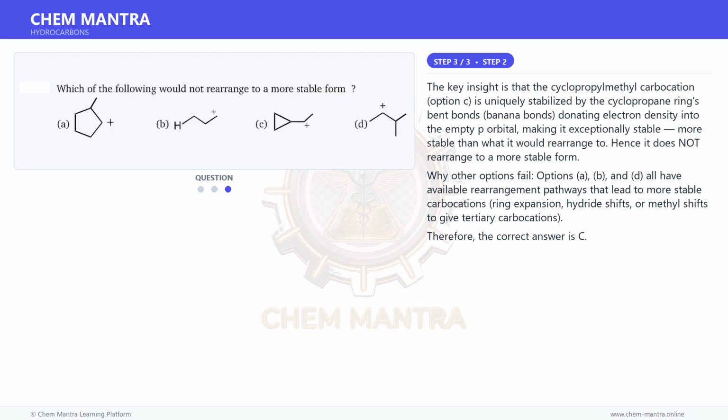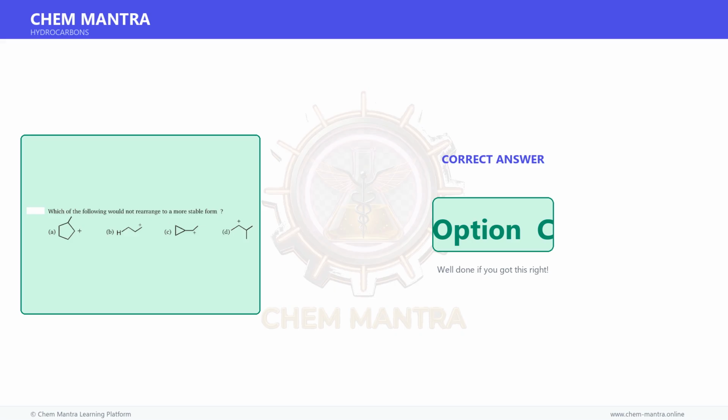Why other options fail? Options A, B, and D all have available rearrangement pathways that lead to more stable carbocations, ring expansion, hydride shifts, or methyl shifts to give tertiary carbocations. Therefore, the correct answer is C. Therefore, the correct answer is option C.